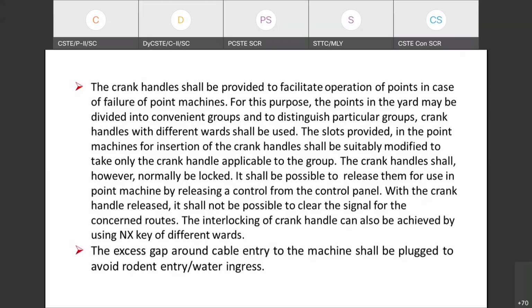And already I told that there will be a crank handle to facilitate the operation of points in case of electrical failure. If the crank handle is to be inserted, before that the crank handle cutout key will be inserted and turned. By that, the electrical connection will be isolated from the motor. So by cranking, we can operate the point to the required position. And the crank handles will also be grouped depending on the yard with the configuration plates.